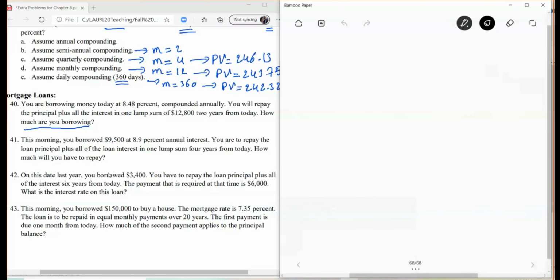Now, number 42, on this date last year, you borrowed $3,500.